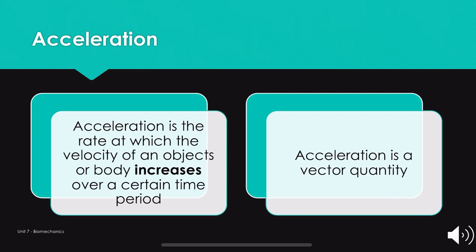Acceleration. Acceleration is the rate at which the velocity of an object or body increases over a certain period of time. Acceleration is a vector quantity, meaning it has both magnitude and direction to be explained and calculated. To work out acceleration, you take away the starting velocity from the final velocity, then divide it by the change in time.